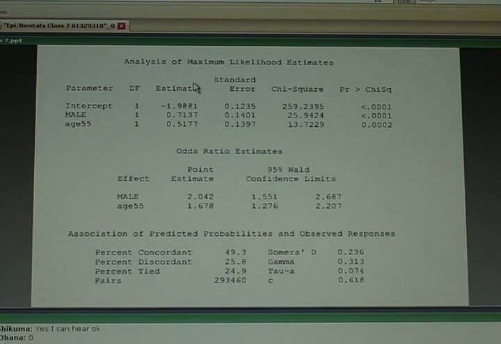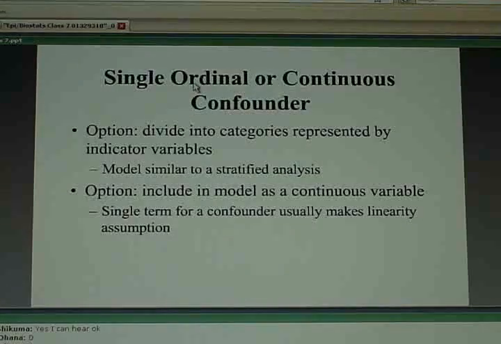the types of confounders. So let's suppose I have a continuous confounder, like age. What I did in the previous example is I categorized it, because that's what I had to do if I did a stratified analysis. So my model was essentially the same as a stratified analysis. But I have another option. I don't have to categorize age to control for it in a model. I can control for it as a single term.